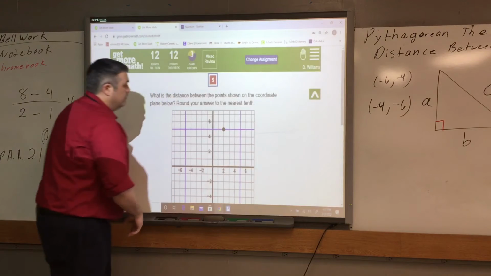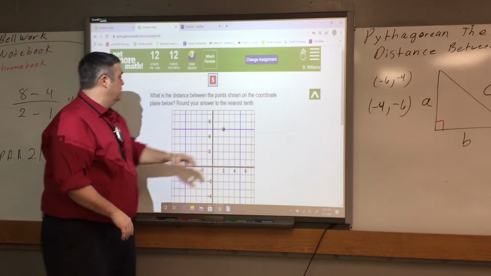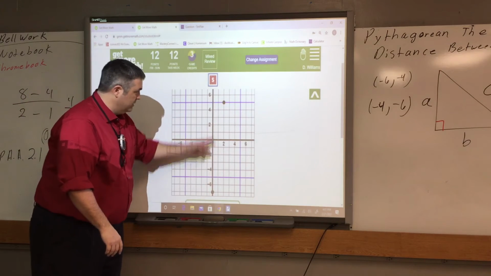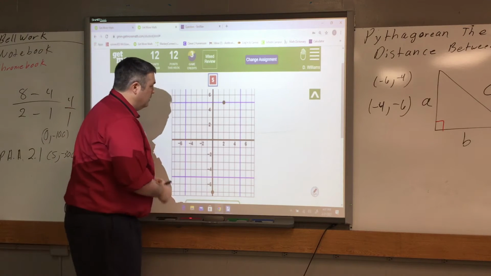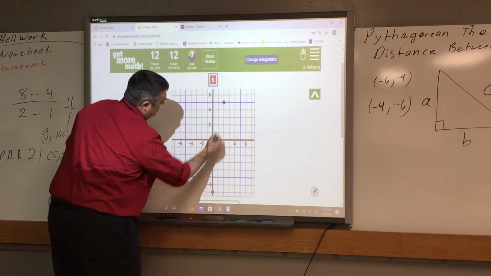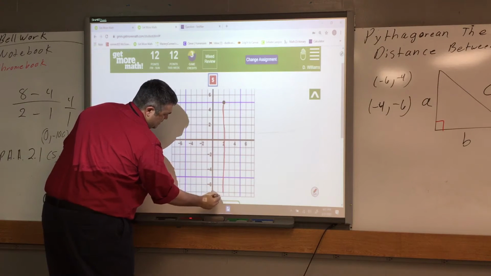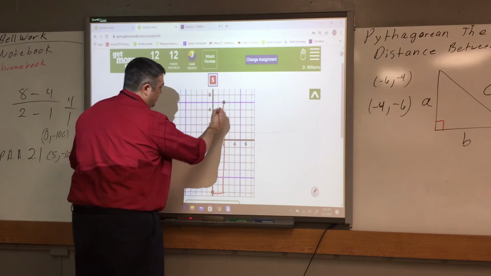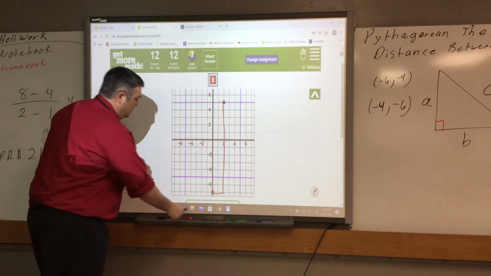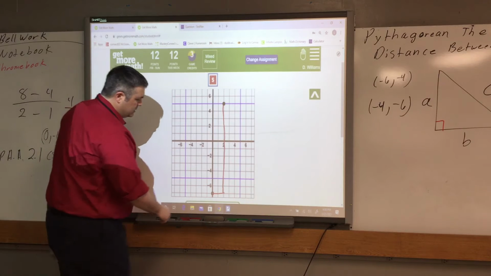All right, so here, same thing. What is the distance between the points shown on the coordinate plane below? Now look, here we have the same thing. We have two points. I'm going to do the same thing. I get to do that because I have this board here. So I'm going to come straight down, over, and now I'm looking for the distance here. Okay, well, I'm just going to count the squares. It doesn't change anything for me. I'm still going to count the squares.